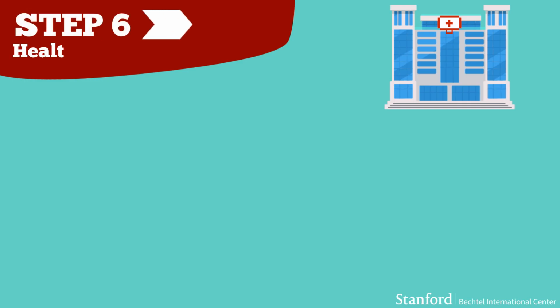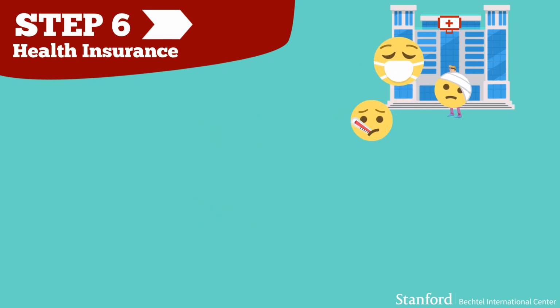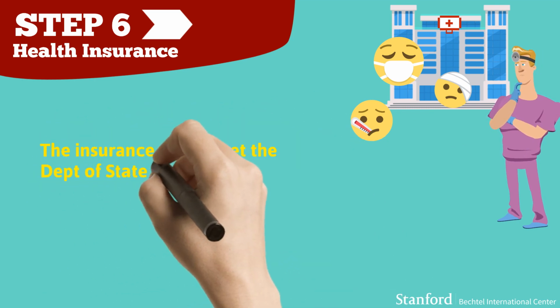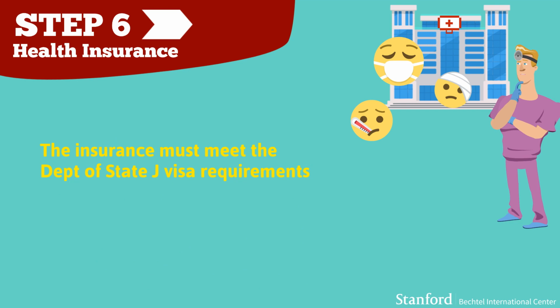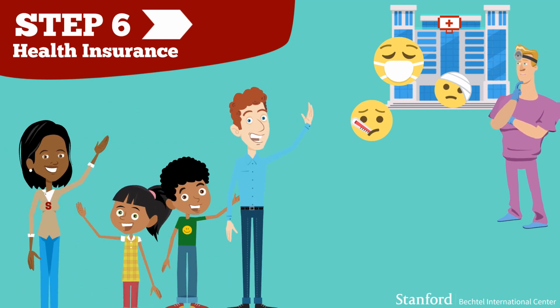One more thing before you depart for the US. You will need to consider what kind of health insurance coverage you will have at Stanford. The insurance must meet the J visa requirements, which are listed in your brochure, and you must not only have coverage for yourself, but also for any dependents for the entire time you are in the US.